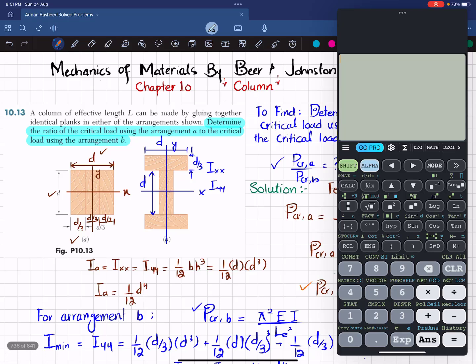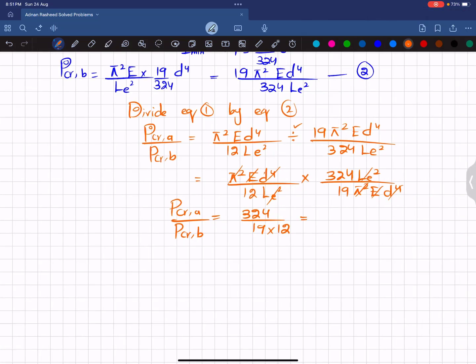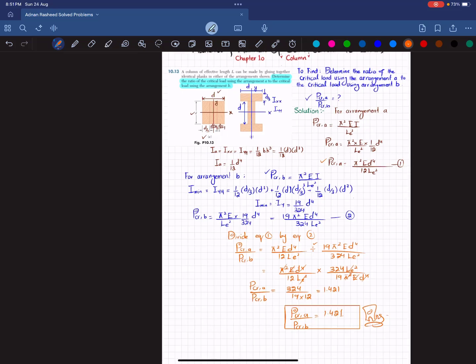Now you can see 324 divided by 19 multiplied by 12 will give you 1.421. So the ratio of P critical for arrangement A to P critical for arrangement B is equal to 1.421, which is the answer of this question. And that was all about this problem 10.13.